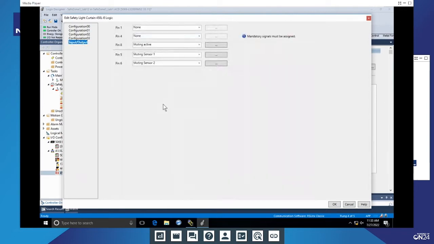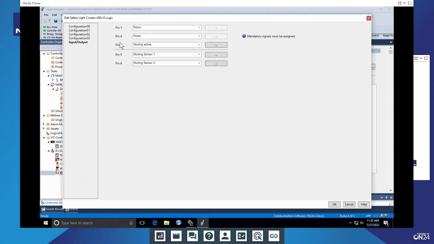So this is through our inputs and outputs tab. Our outputs tab has several pins which we can output data from and take in data from. Pins 5 and 6 have been assigned and dedicated for my muting sensors, which is what you can see over here. I've set my muting sensor 1 and muting sensor 2. This can also have an optional manual restart in there as well.